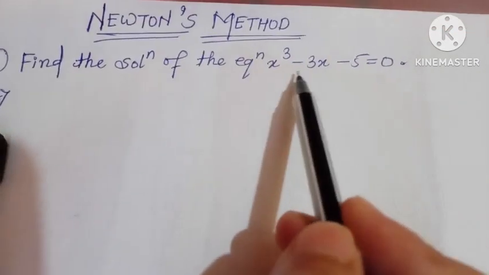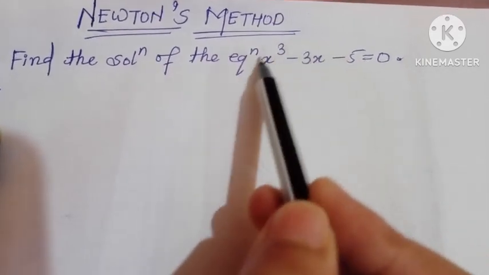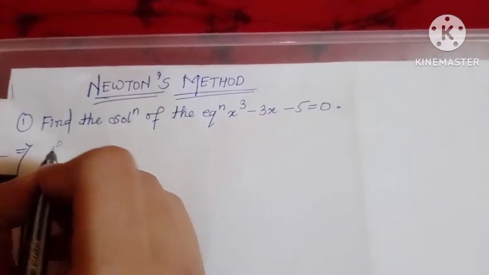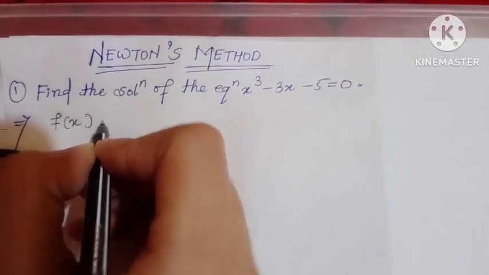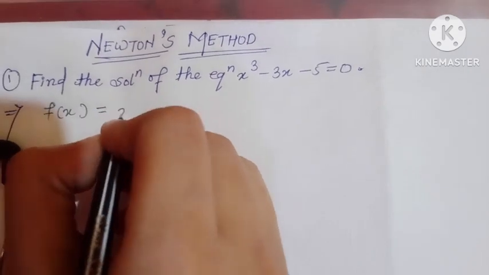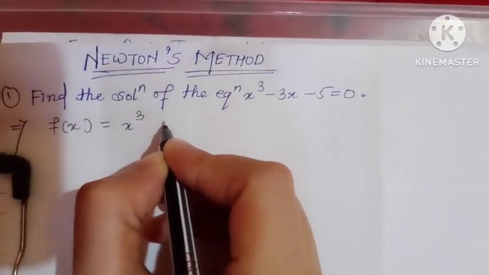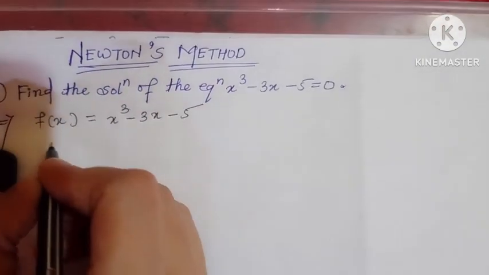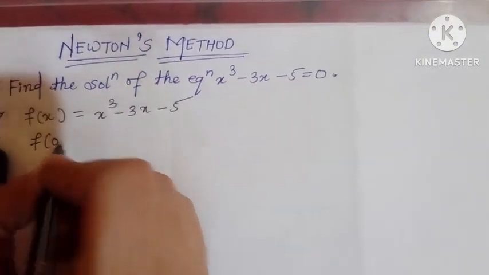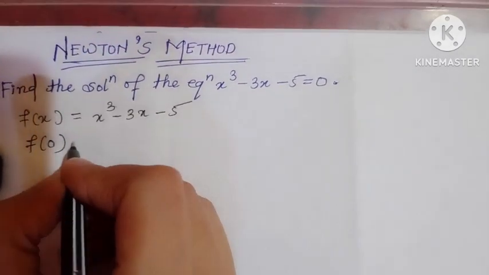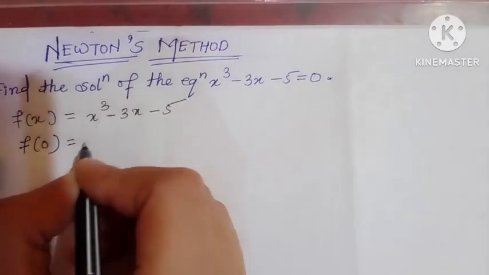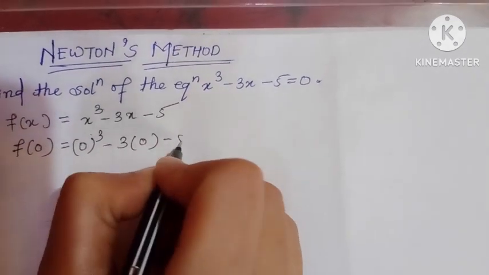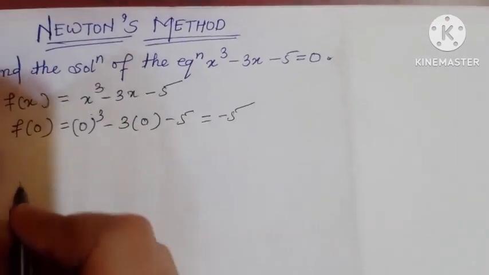Now see in the question, the equation is given. It is nothing but our f(x). So f(x) equal to x cube minus 3x minus 5. So now in the place of x just substitute 0. So 0 cube minus 3 into 0 minus 5. So the answer is minus 5.